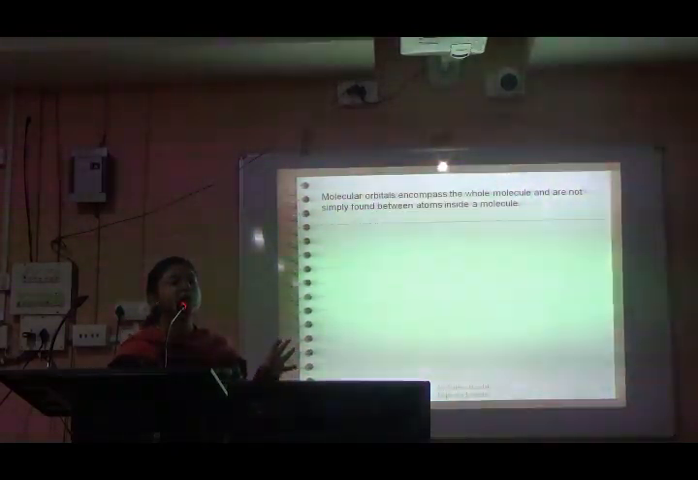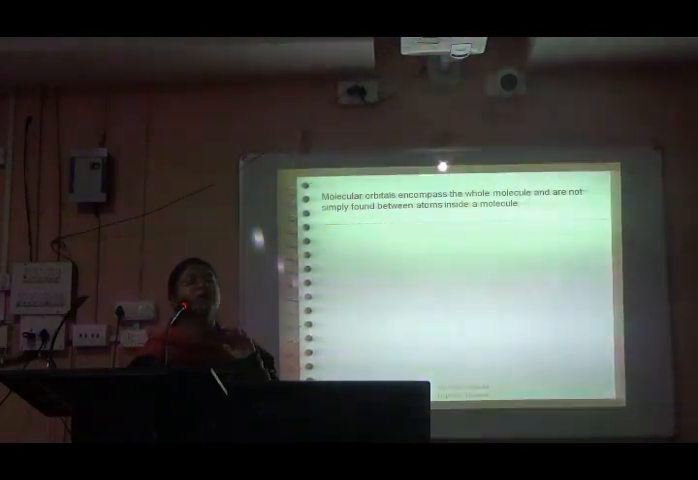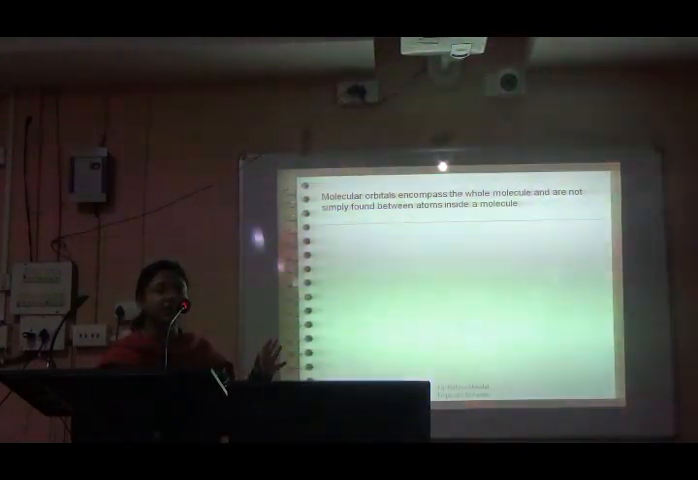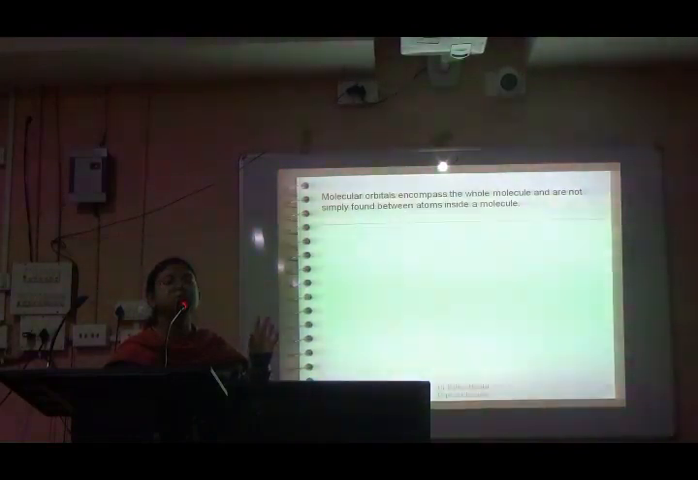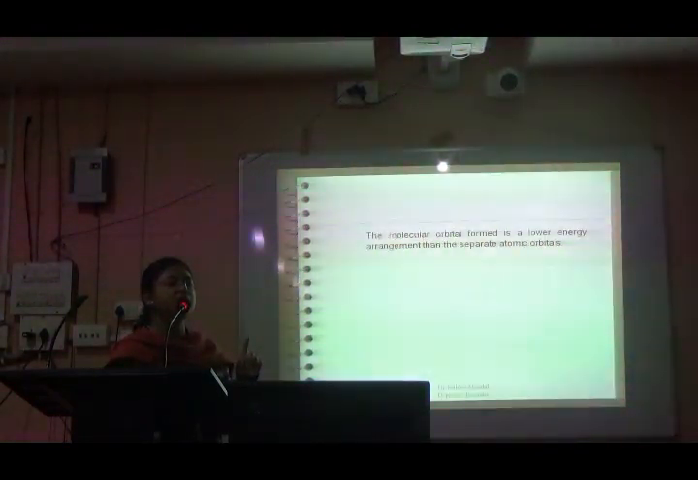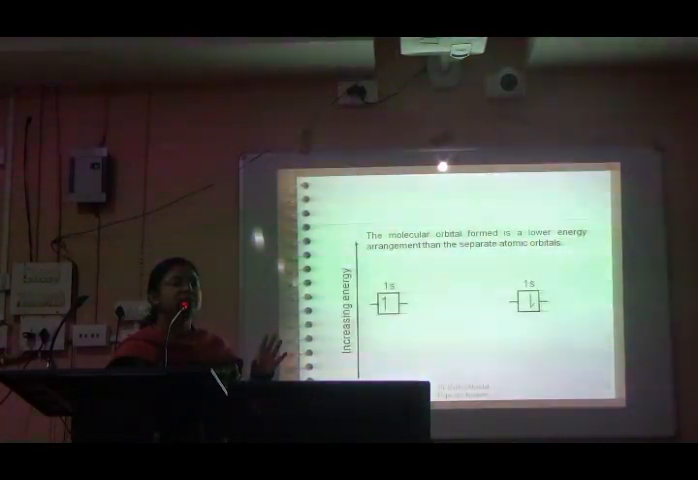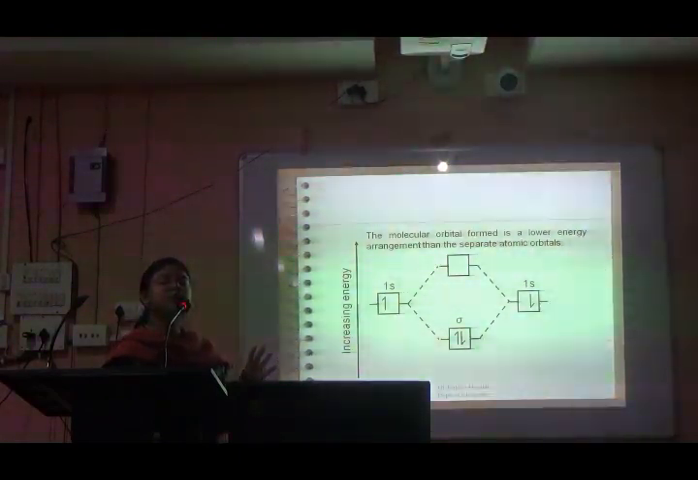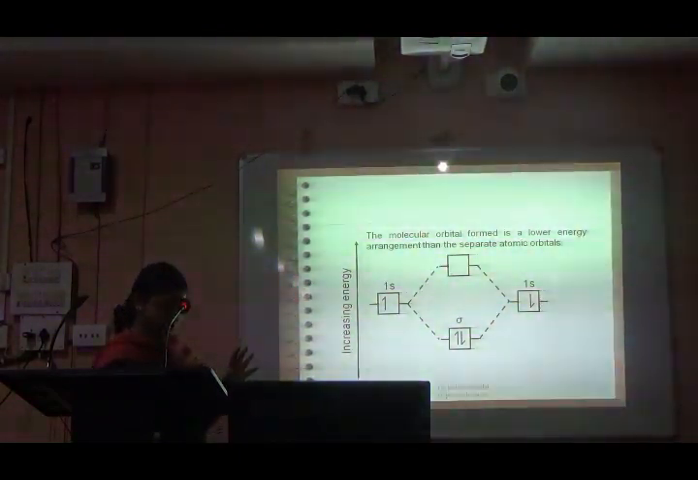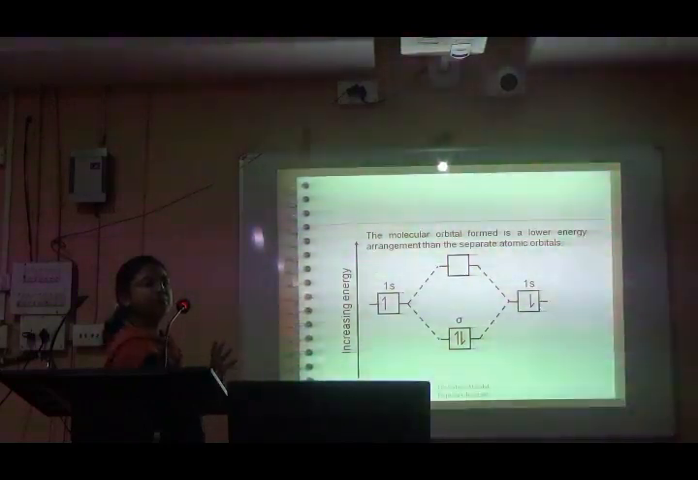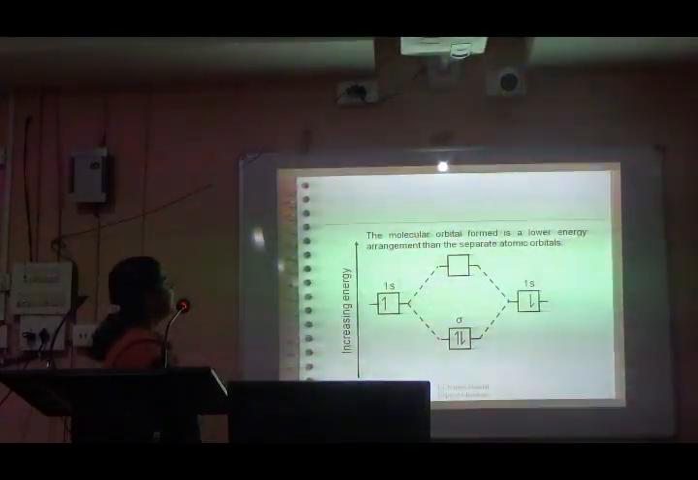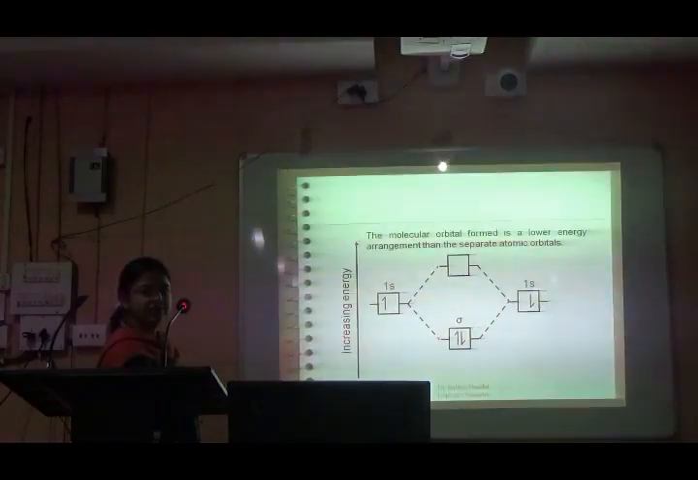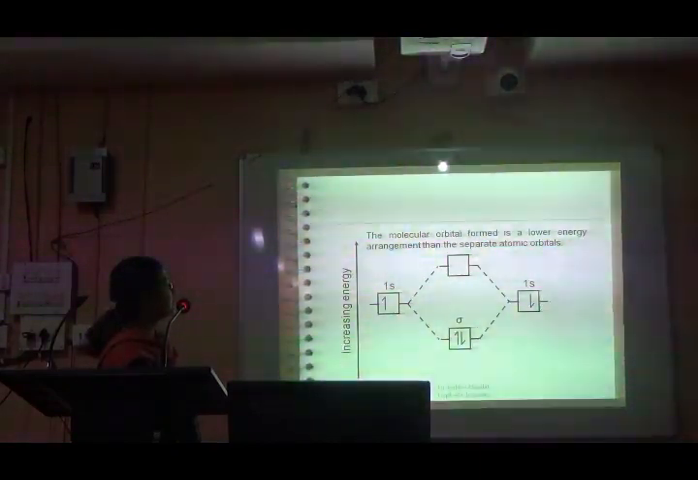So the molecular orbitals encompass the whole molecule. Okay, and it is not concentrated between the two atoms inside the molecule. It actually encompasses the whole molecule. And this is the diagram showing that the formed molecular orbital has got a lower energy than the individual atomic orbitals. These are the atomic orbitals of the individual hydrogen atoms. They have come together, they have combined to form molecular orbitals.